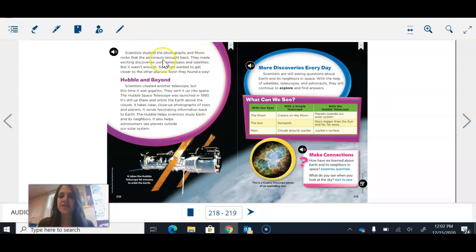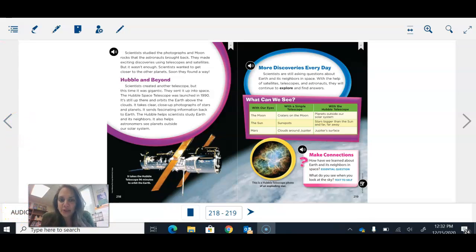Scientists studied the photographs and moon rocks that the astronauts brought back. They made exciting discoveries using telescopes and satellites. But it wasn't enough. Scientists wanted to get closer to the other planets. Soon, they found a way. Hubble and beyond.